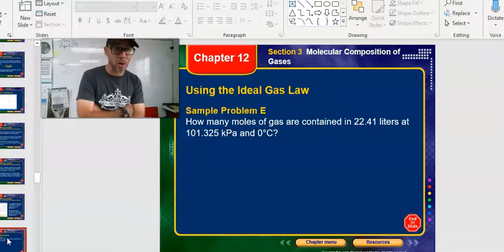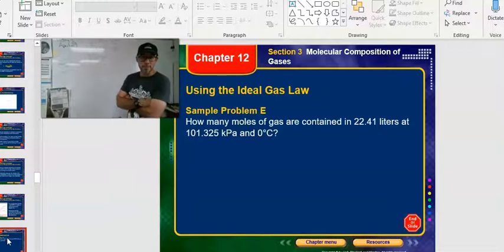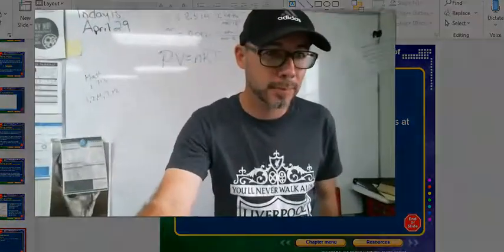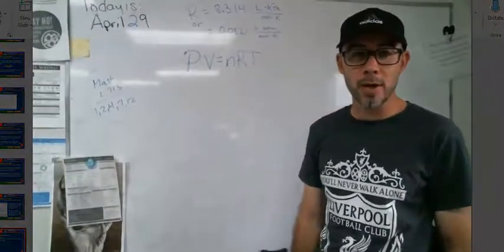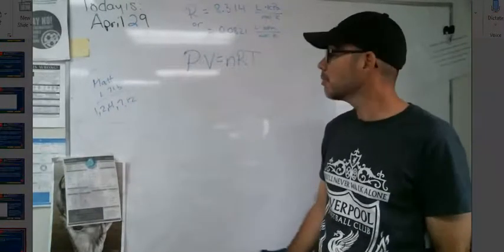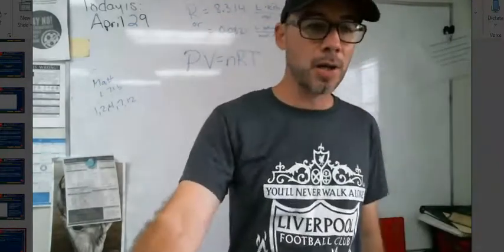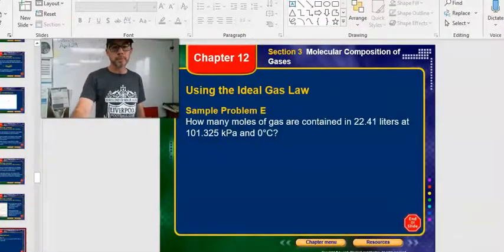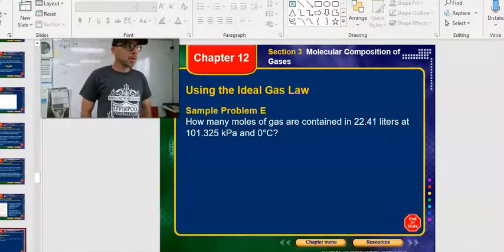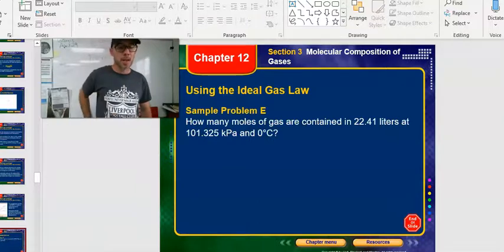Because that's true, which R do we use? Which R has units with kilopascals in it? Which R value, the constant of proportionality, has kilopascals in it? So we're going to use 8.314 for our R value in this particular problem. PV, where's the volume? Well, it's 22.41 liters, which should tip you off to something. And then where's our temperature?